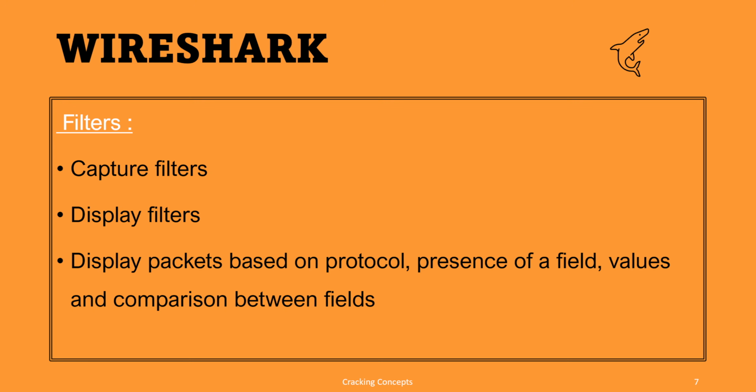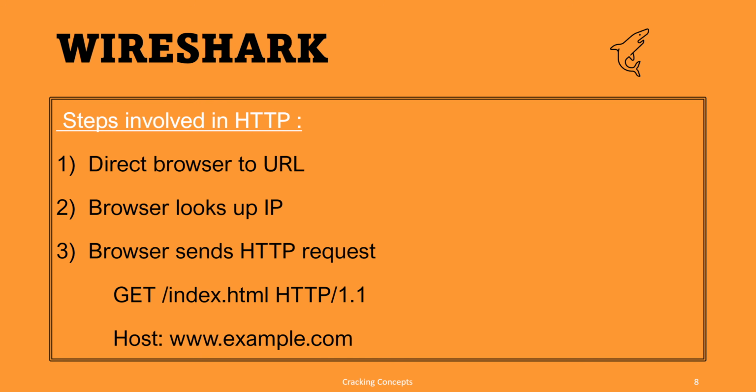Display filters allow you to concentrate on the packets you are interested in while hiding the currently uninteresting ones. They allow you to only display packets based on protocol, presence of a field, values of a field, and a comparison between the fields. Now we'll look into some of the steps involved while you visit a website.